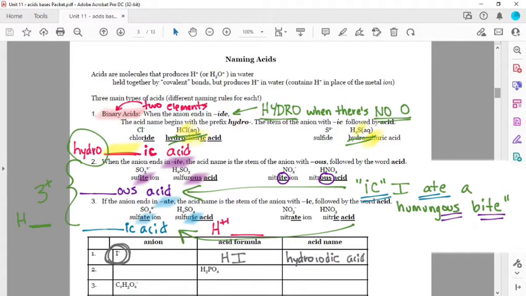Hydroiodic acid, to be precise. As we continue down on the next row, what I'm focused on is trying to find the name for that H3PO4. But in order to figure out the name, I need to first focus on what is the name of the thing that's with my H.